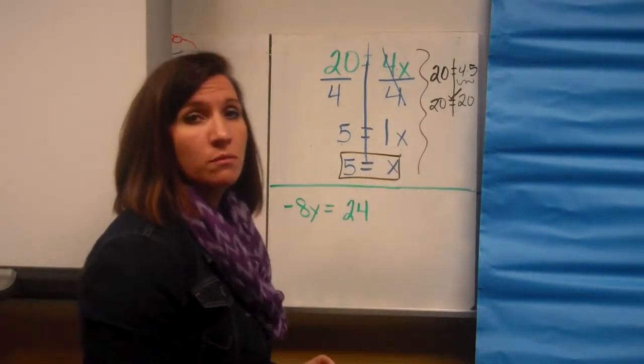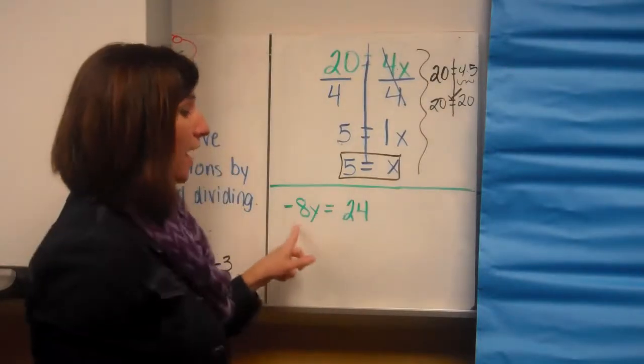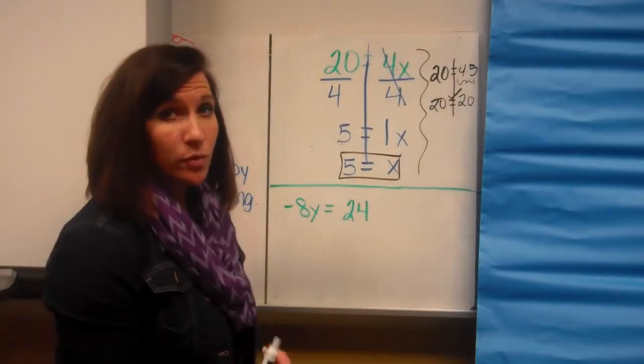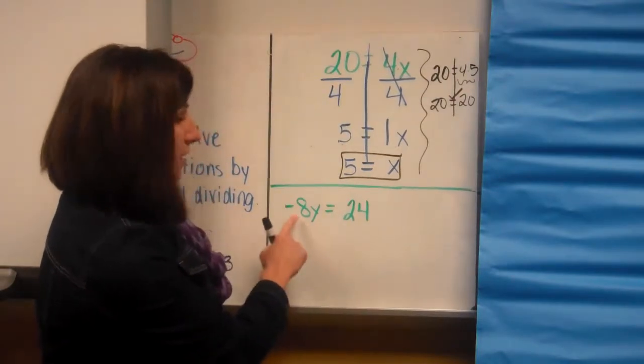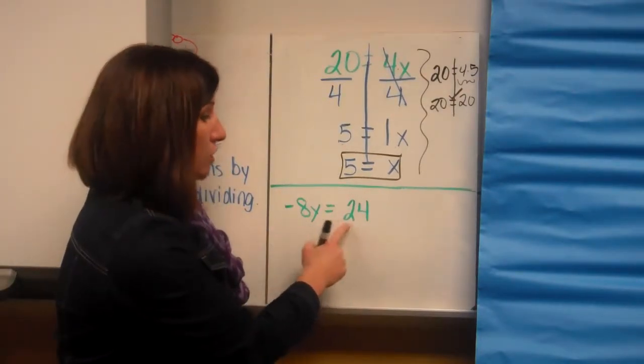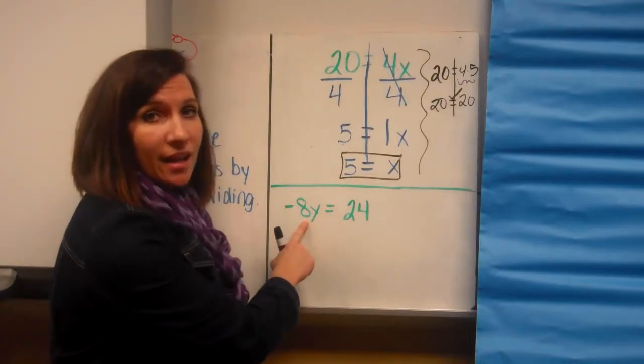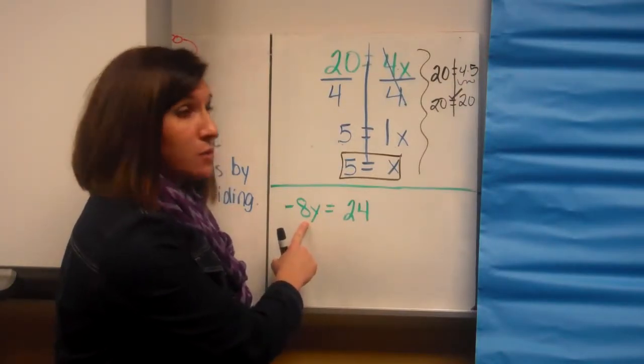Now let's look at a more challenging question where we have negatives. You have to be careful with your negatives. You have to apply your integer rules. So this one says negative 8y equals 24. And again, negative 8y means negative 8 times y.